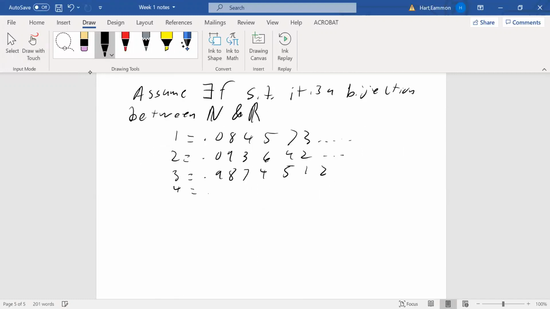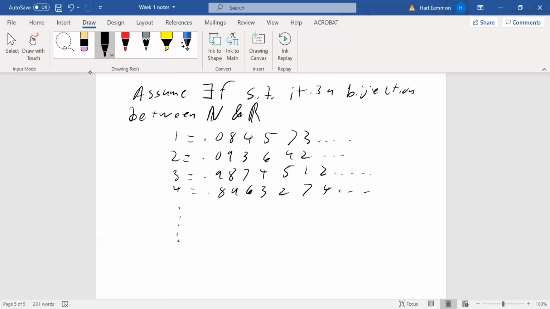And so on, is equal to 0.896327, and so on. And each of these guys goes off to infinity because we've got the infinitely long decimal representation. And assume that this list contains every single element of R. I'm going to get a contradiction by showing that it cannot contain every single element of R. And I'm going to get that by constructing something off of this list that cannot be on the list.